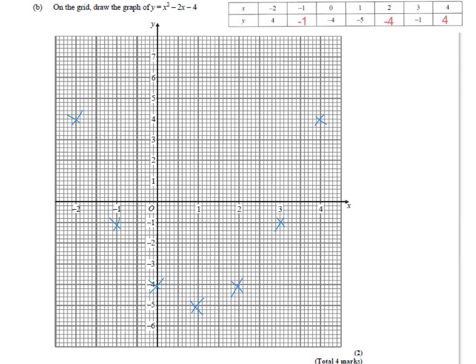And then, quite simply, all you have to do is draw a nice curve going through those. And that's the line y equals x squared minus 2x minus 4. And it looks like that. Okay.